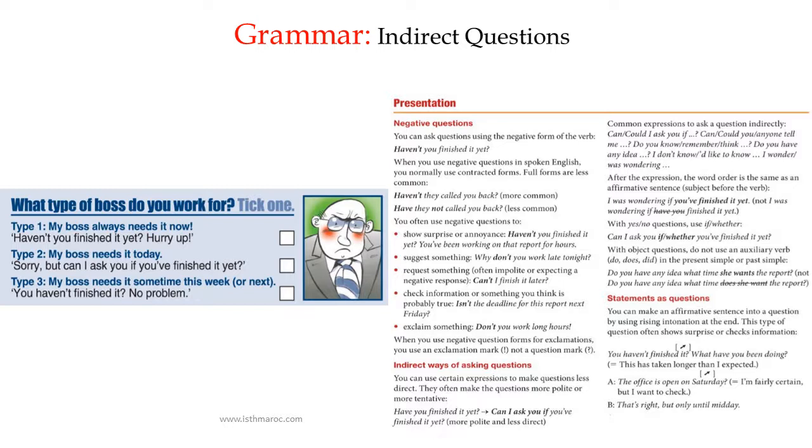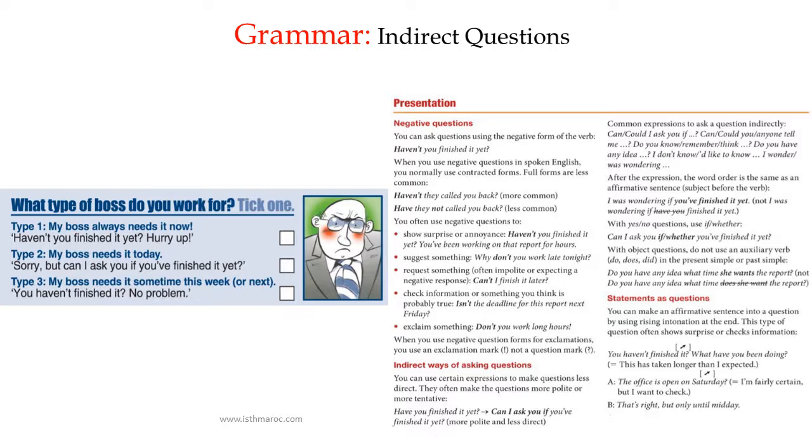You often use negative questions to, first, show surprise or annoyance. Haven't you finished it yet? You've been working on that report for hours. Second, suggest something. Why don't you work late tonight? So this is a suggestion, or a proposition. Number 3, request something, often impolite or expecting a negative response. Can't I finish it later? So this is an impolite expectation that you have from the speaker you are talking to.